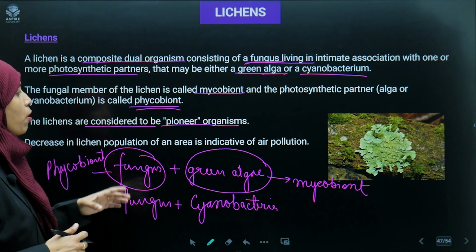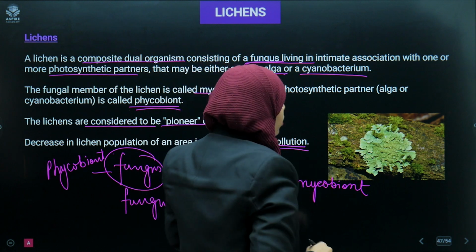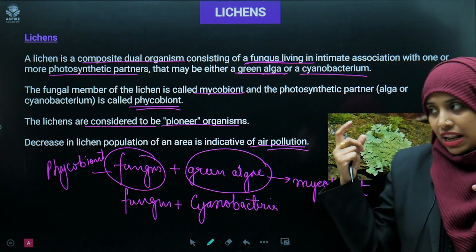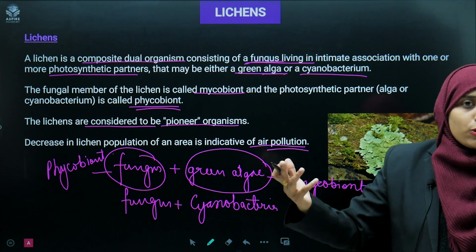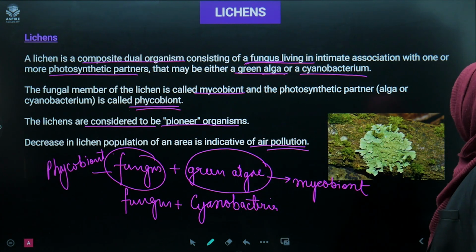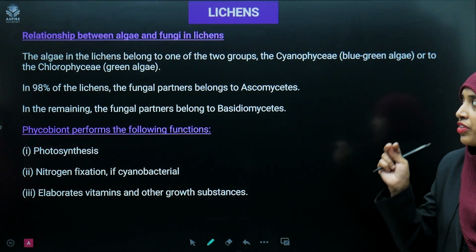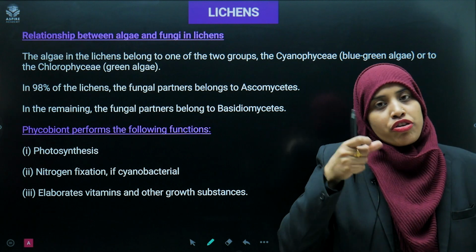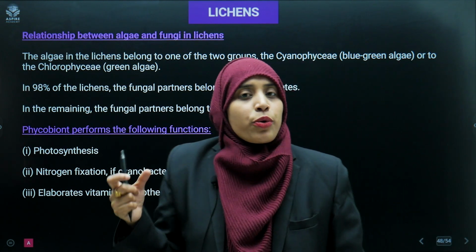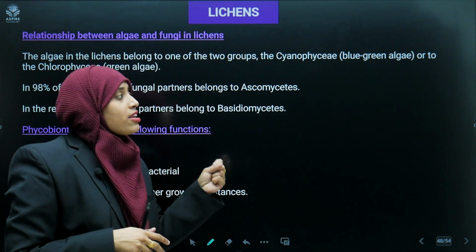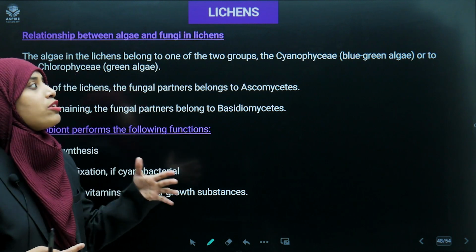A decrease in the lichen population in an area indicates air pollution. If lichens are not present in a particular area, that is proof of air pollution. Now the relationship between algae and fungi in lichens: lichens comprise fungus and algae together. If fungi and algae are together, how are they helping each other, and how does the symbiotic relation, where both benefit from each other, work?